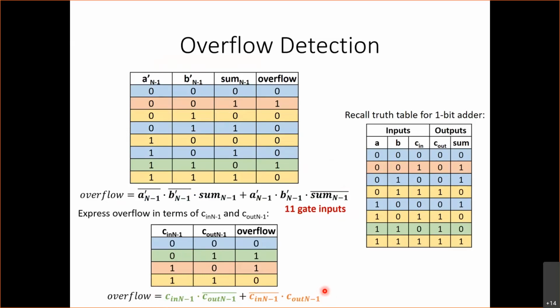What's the cost of my hardware here? 8, exactly. We have 2 ANDs and 2 ANDs, that's 4, and then a 2-input OR gate, that's 6, and then 2 inverters, that's 8. Okay, so we have 8 gate inputs. So by expressing overflow in terms of C in and C out, even though it's less intuitive, it actually gives us better performance. And there is an intuition here, by the way.